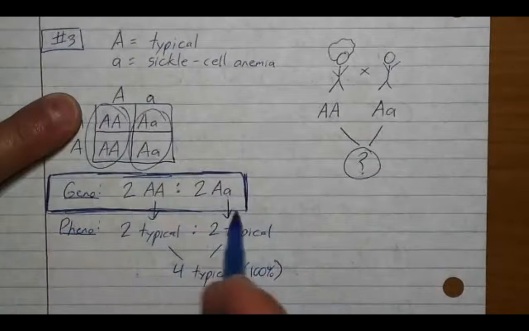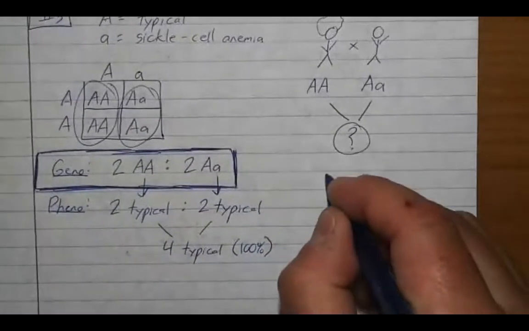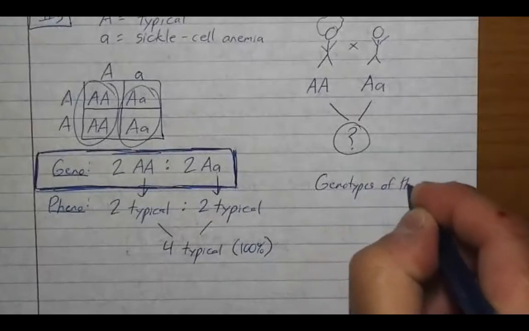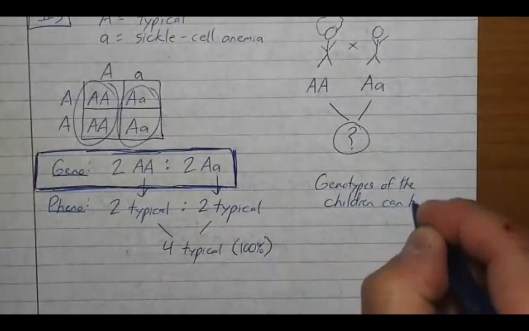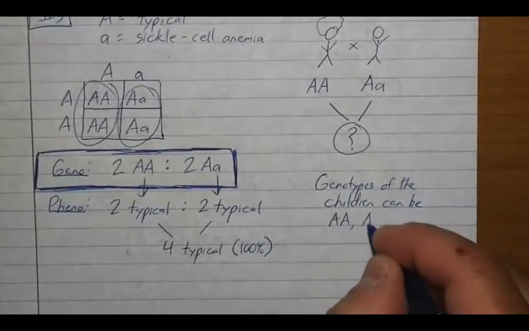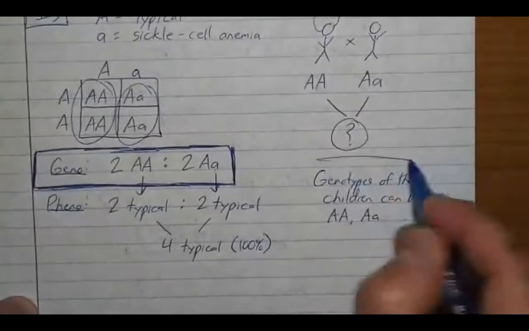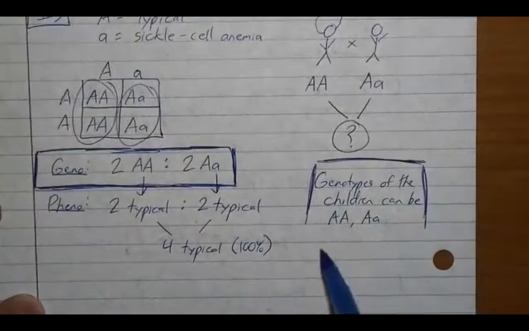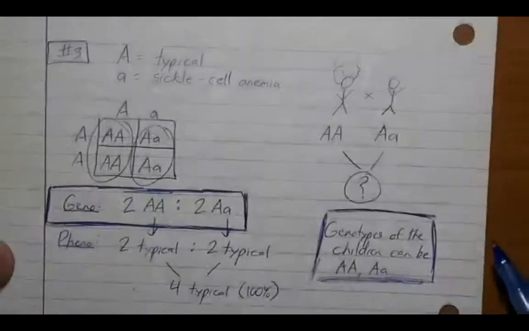Two possible genotypes. Some people like to really spell it out. That's fine too. Genotypes of the children can be capital A capital A, or capital A little a. I didn't make my square very nice right there. Boom. Did I do all 5 steps?